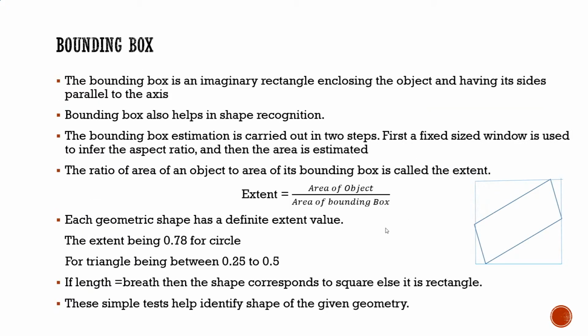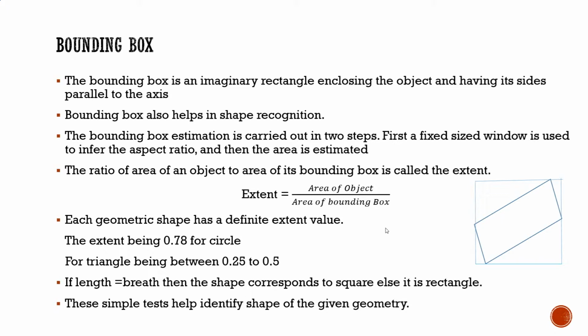The bounding box concept. The bounding box is an imaginary rectangle enclosing the object and having its sides parallel to the axes. It helps in shape recognition. The bounding box estimation is carried out in two steps. First, a fixed-sized window is used to infer the aspect ratio, and then the area is estimated. The ratio of the area of an object to the area of its bounding box is called the extent.